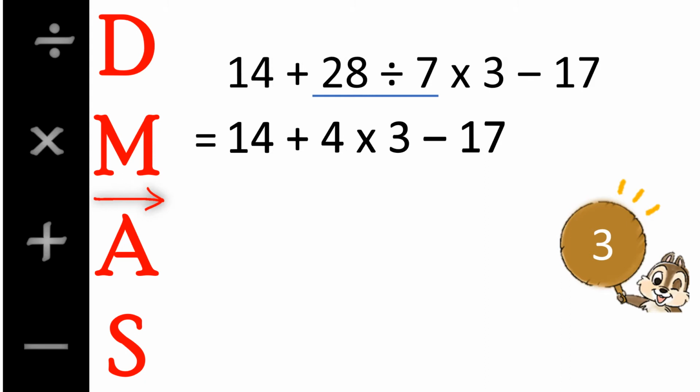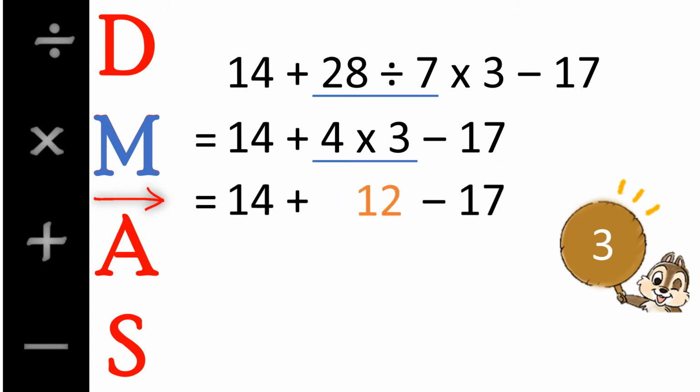So we have 14 plus 4 multiplied by 3 minus 17. Now tell me, according to DMAS rule, what we have to do first? Yes, multiplication. So write 14 and plus sign as it is. Then do the multiplication. 4 3s are 12. Then write minus 17 as it is. Now we have 14 plus 12 minus 17. Now tell me what we have to solve first, addition or subtraction. According to DMAS, after multiplication we have addition.